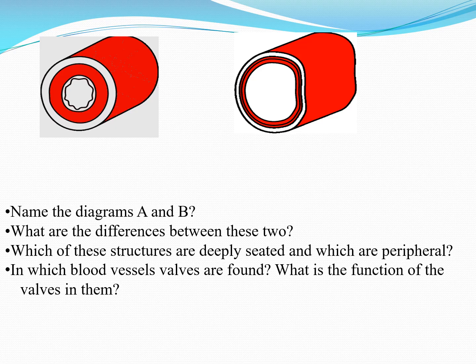Next question. Which of these structures are deeply seated and which are peripheral? Artery is deeper placed and vein is superficial. Next question. In which blood vessels are valves found? What is the function of valves in them? Valves are found in veins and they prevent backward flow of blood.